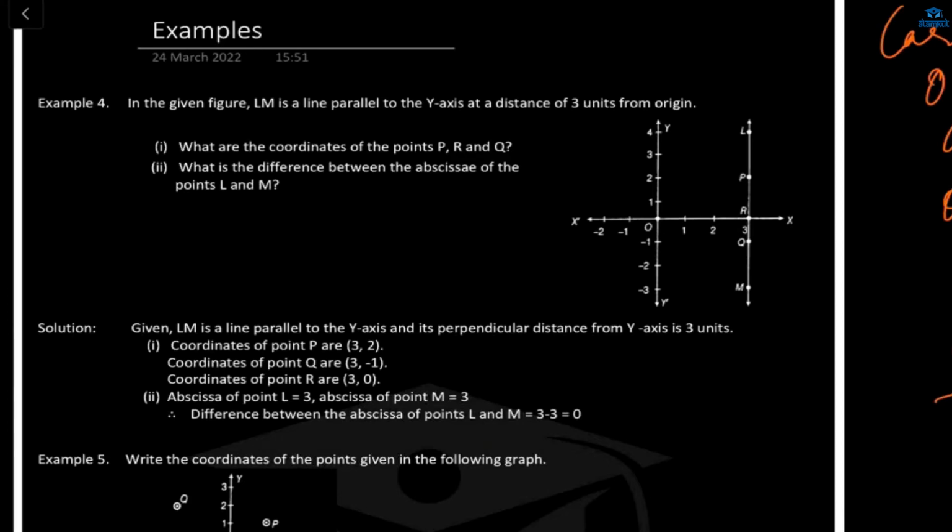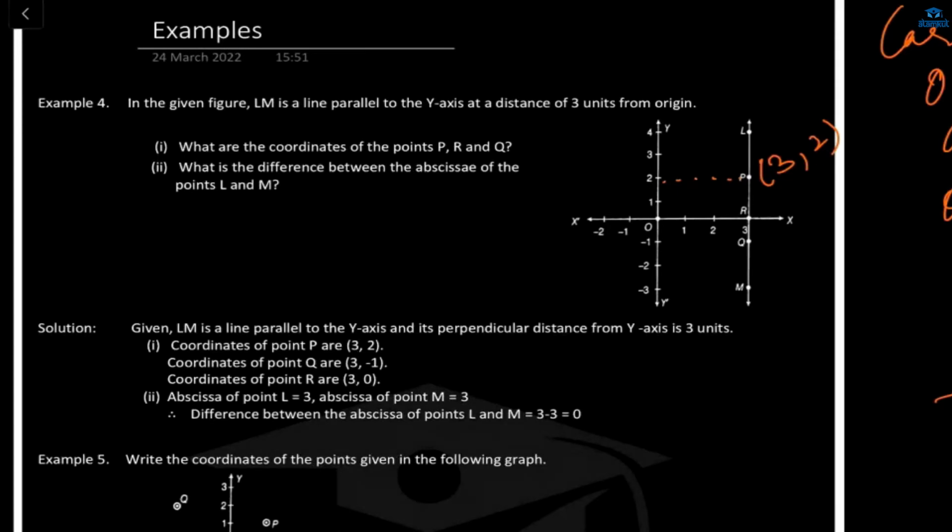We'll start with Shazan. What will be the coordinate of point P? What is the x value? The abscissa is on the x-axis. See, on the x-axis, where is this line drawn? Yes, 3 units, so the x value will be 3. And what will be the value of y at this point? 2. Yes, 3 and 2 is the coordinate of point P.